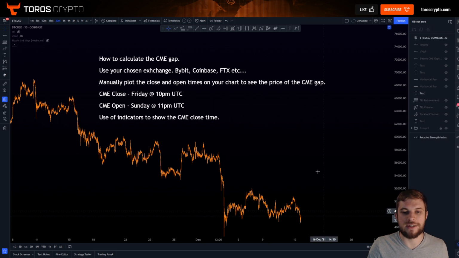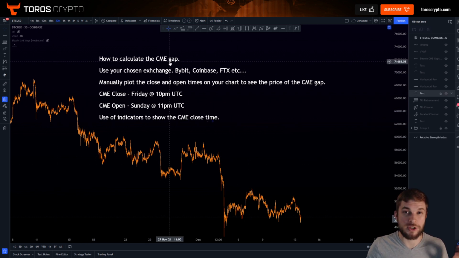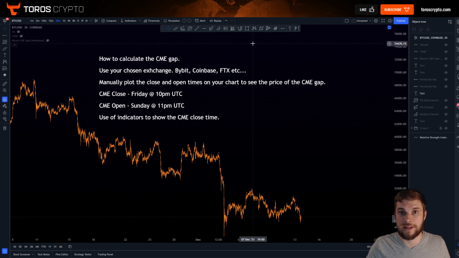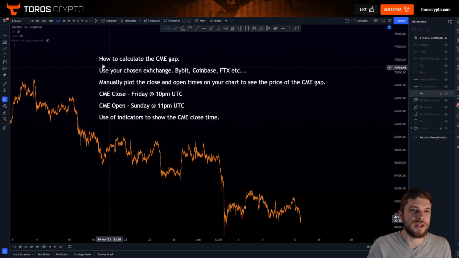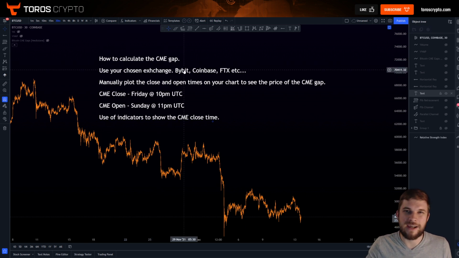So it's important to understand how you can use the different tools available in order to plot those gaps on the chart of your chosen exchange. So how to calculate the CME gap? First of all, you use your chosen exchange, whether that's Bybit, Coinbase, FTX, Binance, whatever it is you use. The first method is you can manually plot the close and open times on your chart to see the price of the CME gap.